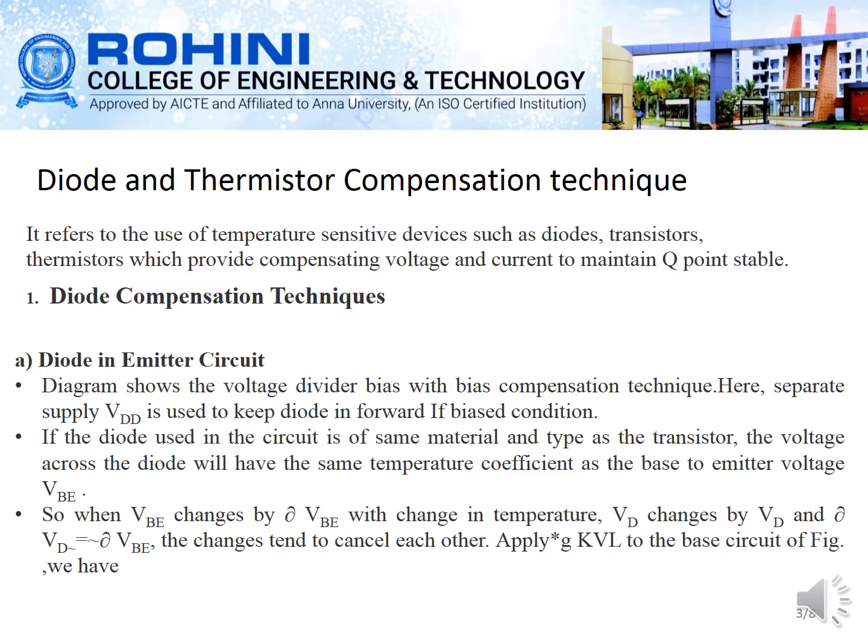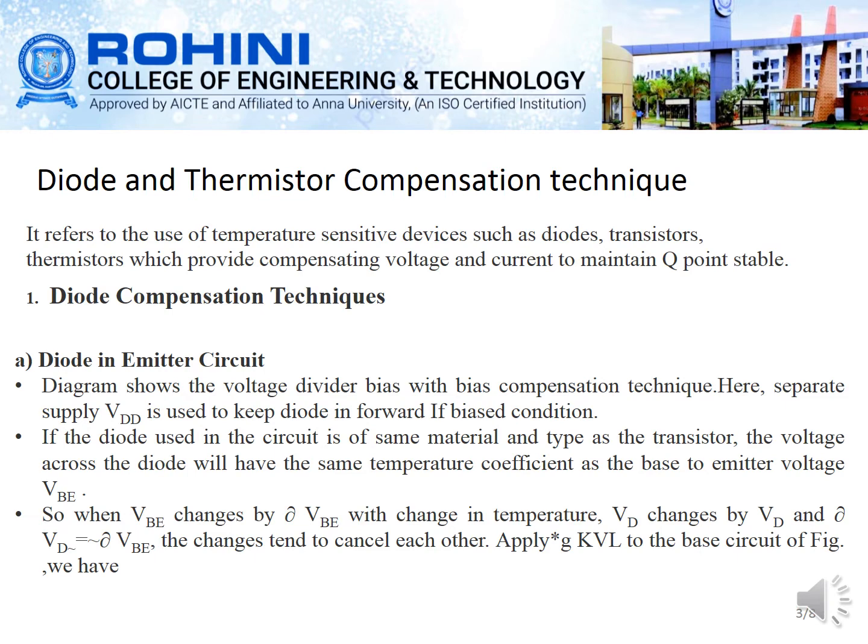So in diode and thermistor compensation technique, we are using this compensation technique in order to make the stability factor stable, that is, we have to fix the Q point as stable. Here we are using some temperature sensitive devices, which we call diodes, transistors, thermistors, to compensate the voltage and the current to maintain this Q point as stable.